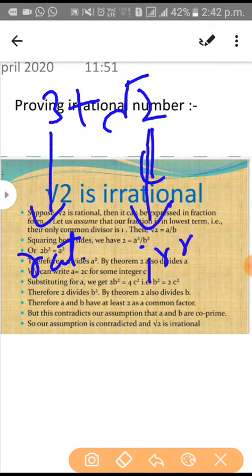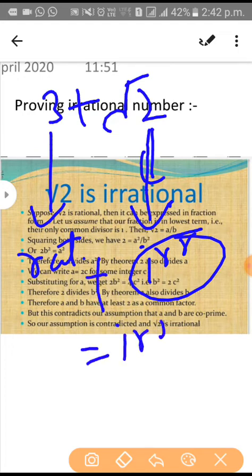And how will we prove it? As we have discussed right now how to prove an irrational number, by that method we will prove that root 2 is irrational, and then we will do like this: 3 is rational, rational plus irrational is always irrational. We have read this property.